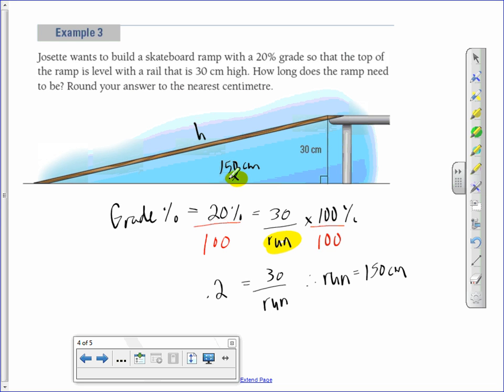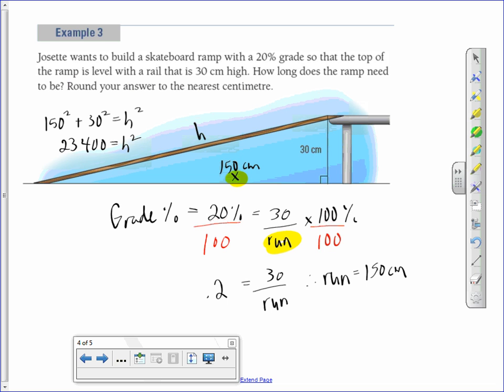Once we know two sides of a right triangle, we can find the third by using Pythagoras' theorem, which says that 150 squared plus 30 squared has to equal h squared. So we'll type that into our calculator, 150 squared plus 30 squared, press equals, and you'll get 23,400 is equal to h squared.